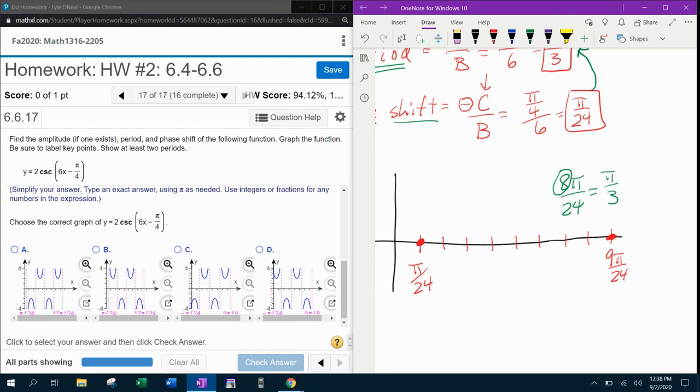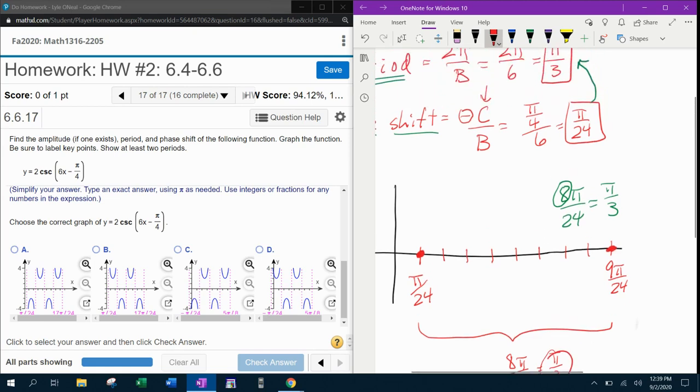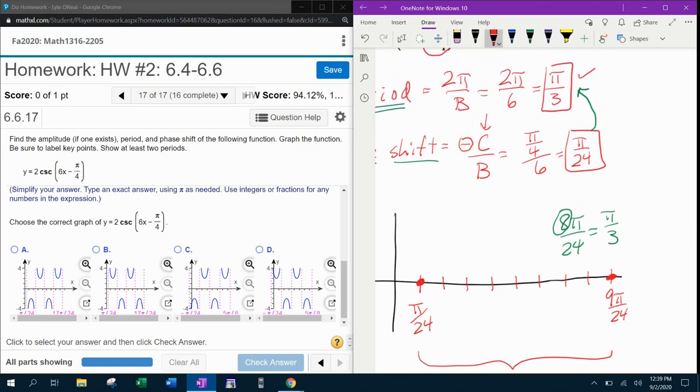Now, step number 3, wavelength. We can now see that this distance here, if I start at 1 pi over 24 and go to 9 pi over 24, is a distance of 8 pi over 24, which reduces to pi over 3. And remember, that has to be the period. Pi over 3, that's a wavelength, okay?